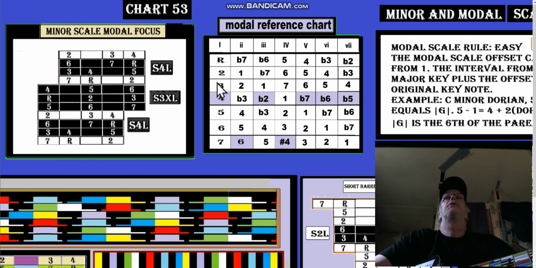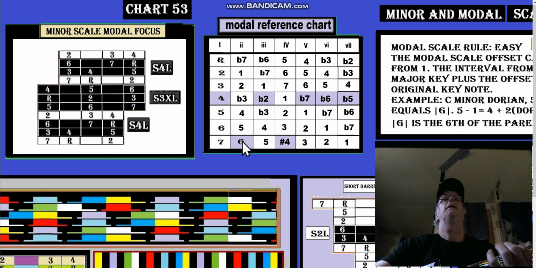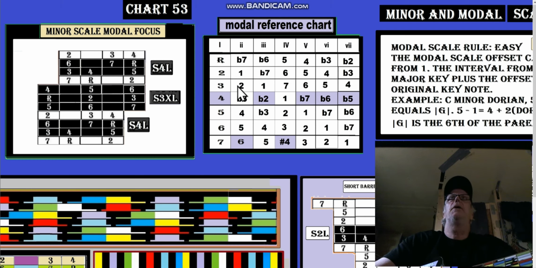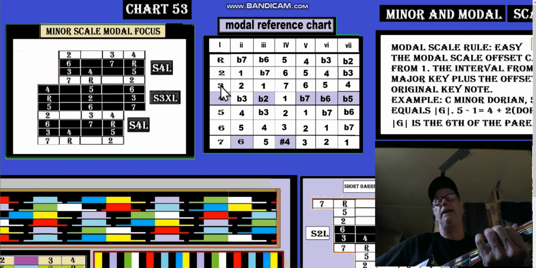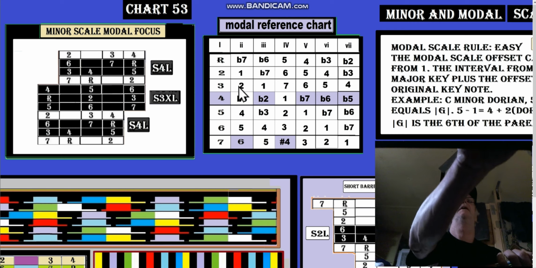So, the 3 is the Phrygian, right? So it's 1, 2, 3, root 2, 3. That starts the Phrygian scale right there on the 3rd, all right? Now everything going horizontally is the same note physically. So the 3rd, the E, is the 3rd in the key of C. The E is the 2nd in the key of D.